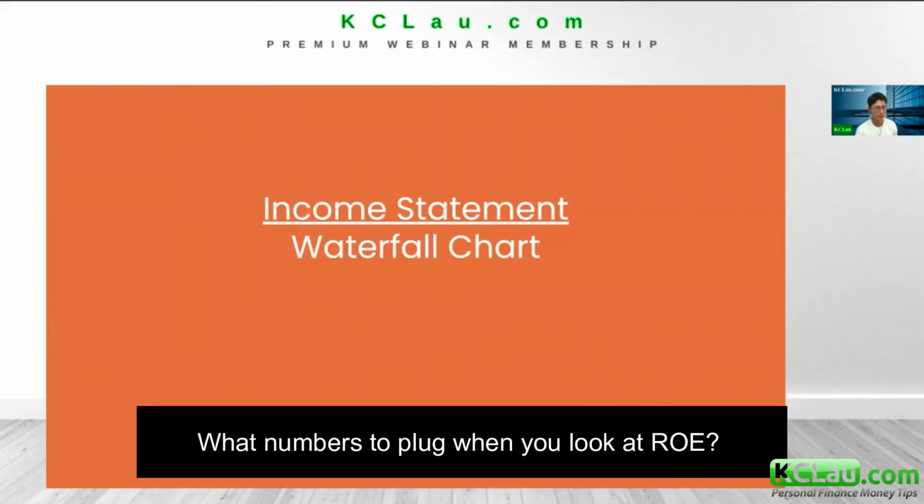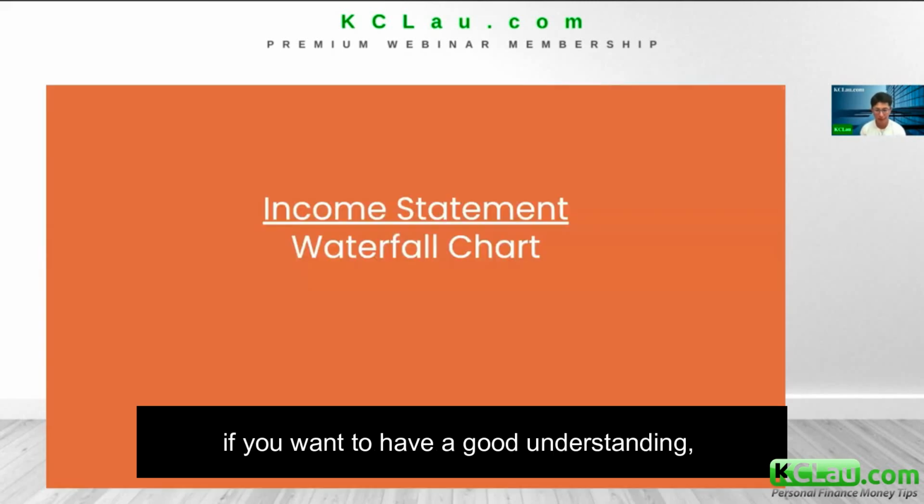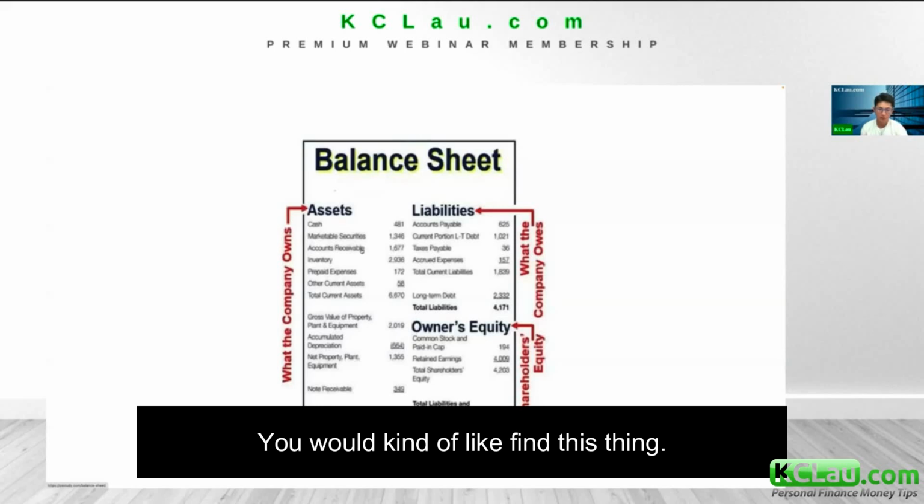Get back to here, right? What numbers to plug, right? When you look at ROE, here it is. So I will say, if you want to have a good understanding, you Google this one called income statement waterfall chart. When you plug the return number, you plug it from the income statement. Then the equity, you plug it from the balance sheet. You search for this balance sheet breakdown, and then you will sort of find these things.